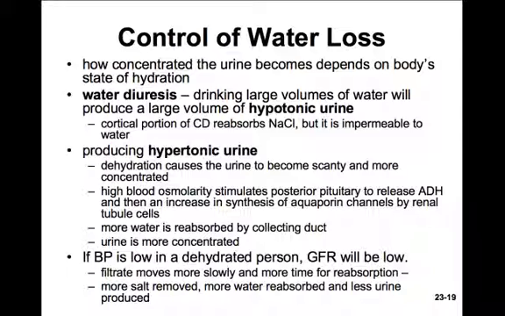When blood pressure is very low, like in a dehydrated person, the glomerular filtration rate is also going to be low. Thus, the filtrate is going to move much more slowly through the collecting duct, leaving much more time for reabsorption. We'll see that more salt is removed in that time, and thus more water is reabsorbed, and again, less urine is produced.